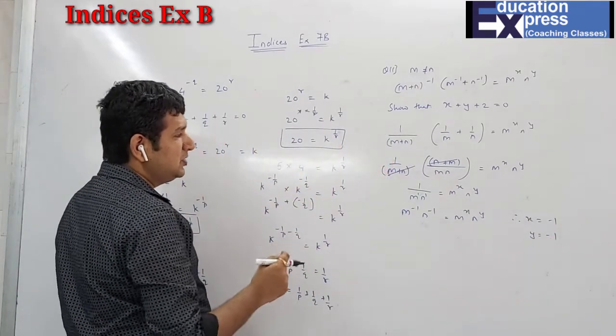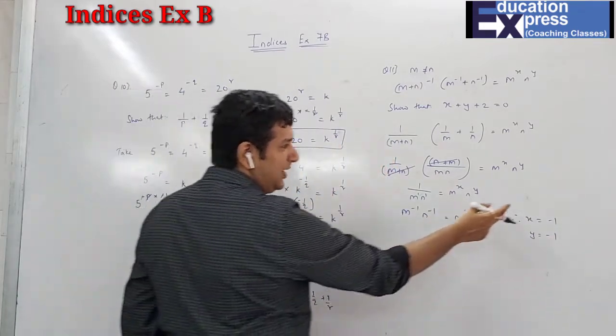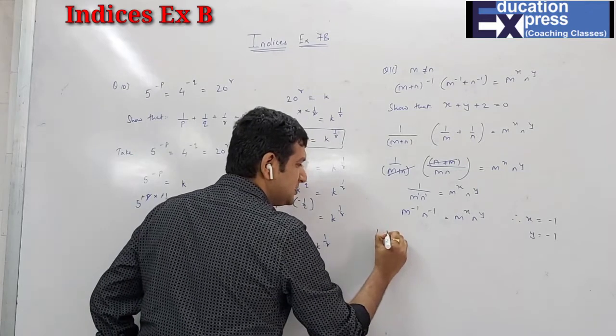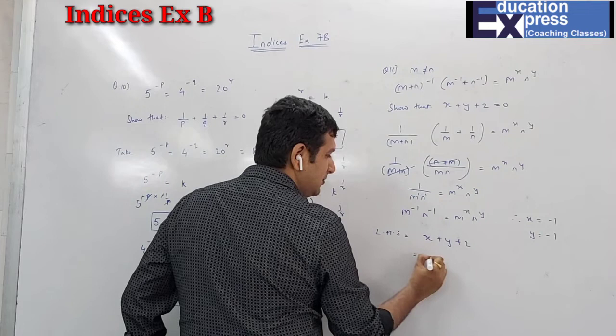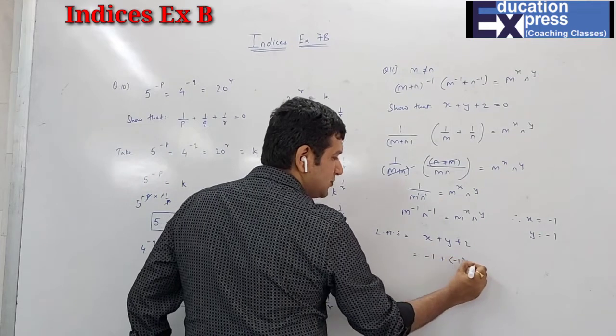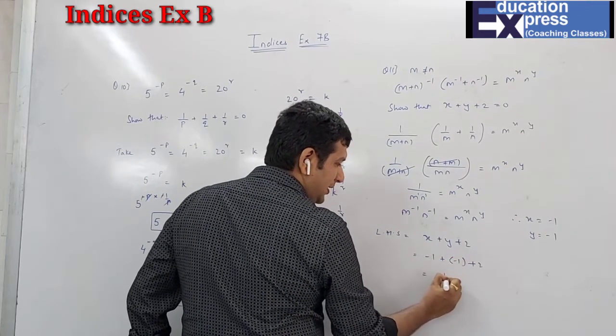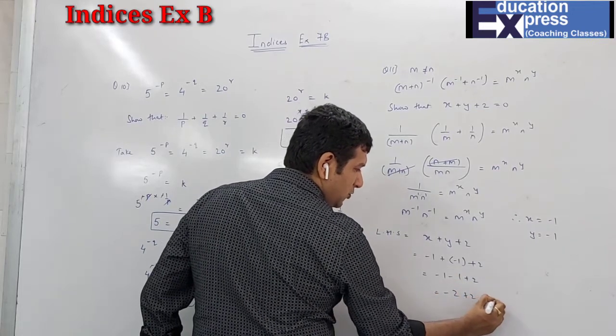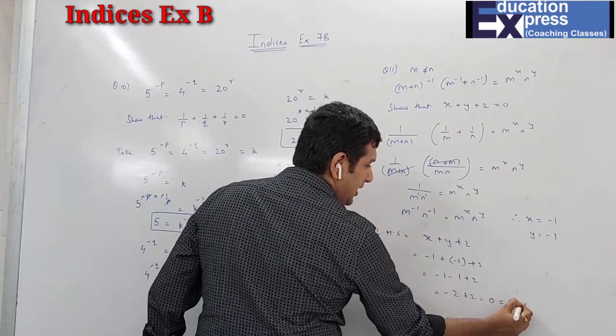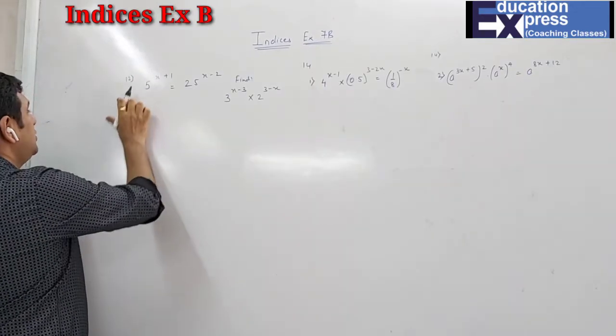So with this, students, at least you now know that we have the value for x and y. Now what is the LHS? x plus y plus 2. What is x? Minus 1. What is y? Minus 1. Plus 2. So minus 1 minus 1 plus 2, minus 2 plus 2 is 0, which is nothing but your RHS, and hence true. Done. Question number 12 now.